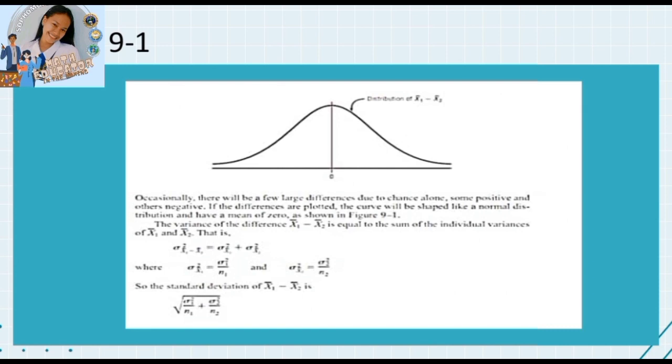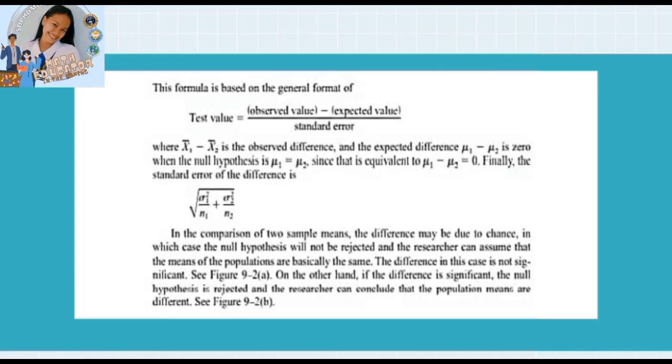So, to get that, let's take a look at the formula given below. The formula for the z-test for comparing two means from independent populations is shown in the figure. This formula is based on the general form of test value equals observed value minus expected value over standard error, where the first sample mean minus the second sample mean is the observed difference, and the expected difference, the first population mean minus the second population mean, is 0.